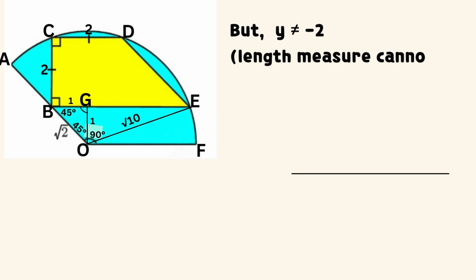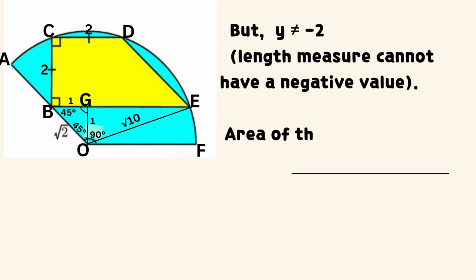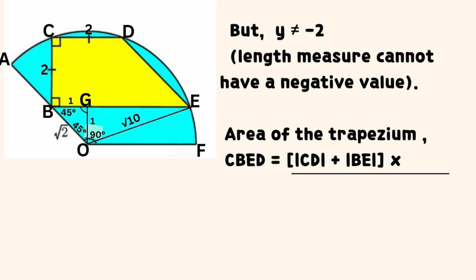But y is not equal to negative 2, because a length measure cannot have a negative value. Area of the trapezium CBED equals half the product of the sum of line CD and line BE, and line BC.